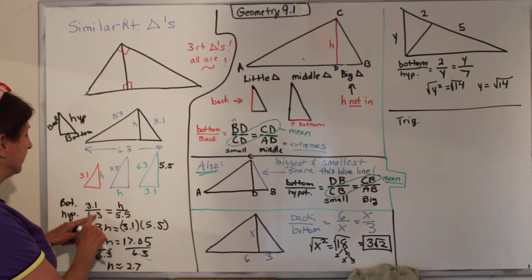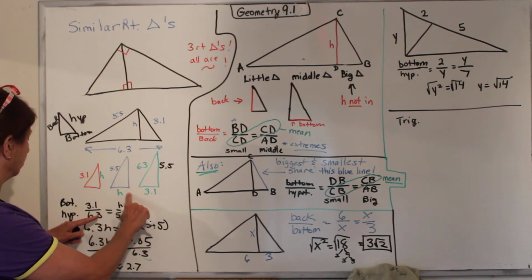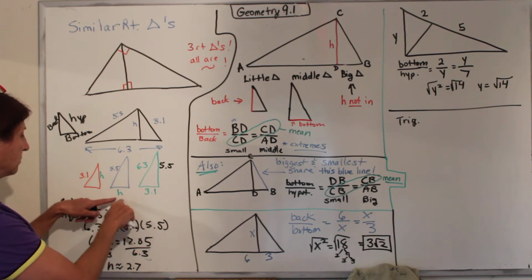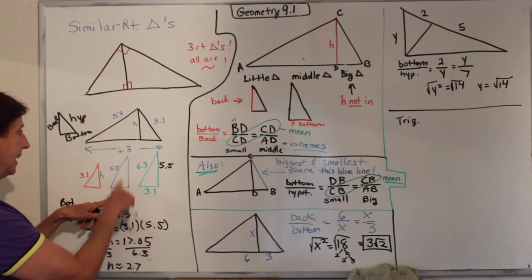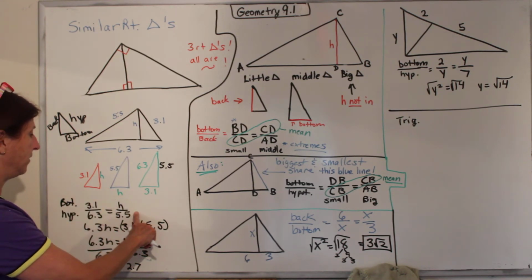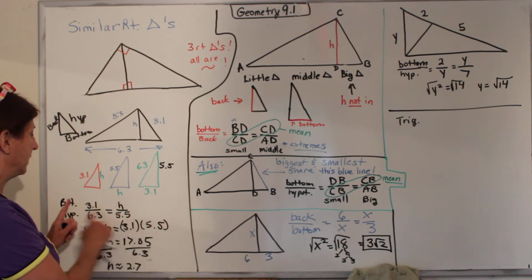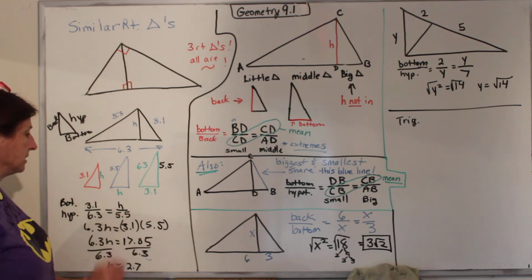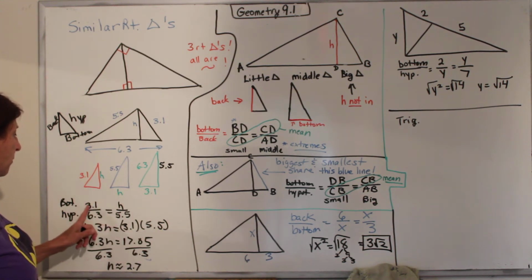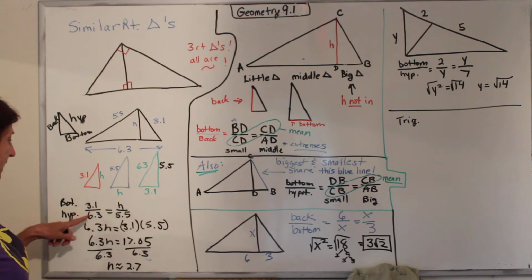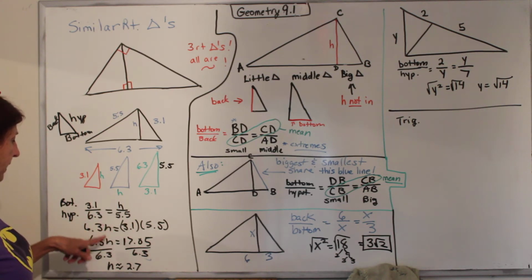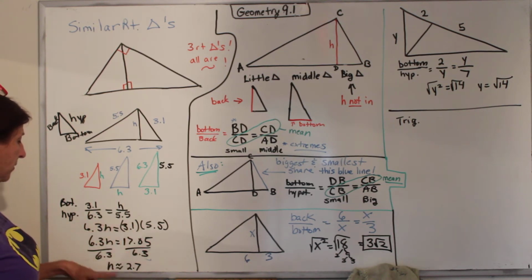And then we can take this one, and in the middle size one, the bottom is h and its hypotenuse is 5.5. And because we know they're similar, we know this is a ratio and we can cross multiply and solve for h. So 3.1 times 5.5 and h times 6.3, divide both sides by 6.3, and you get the height is about 2.7.